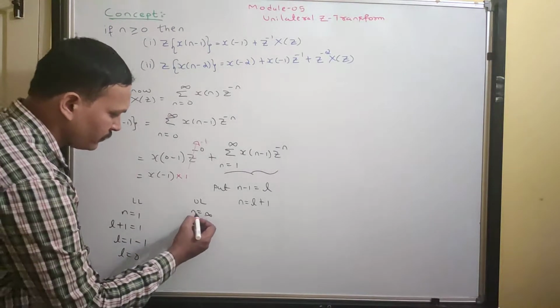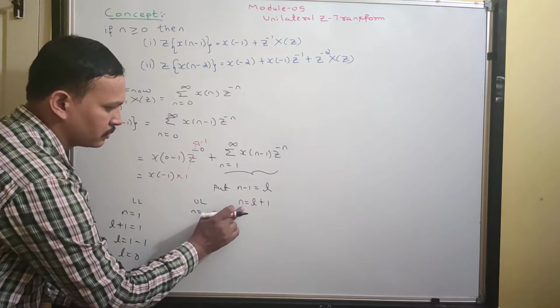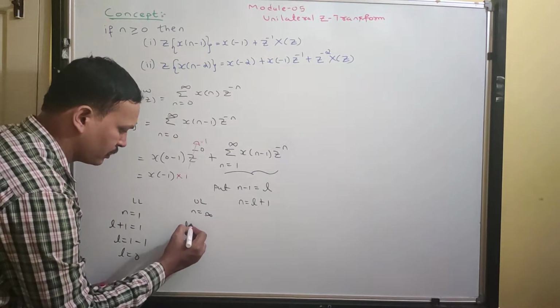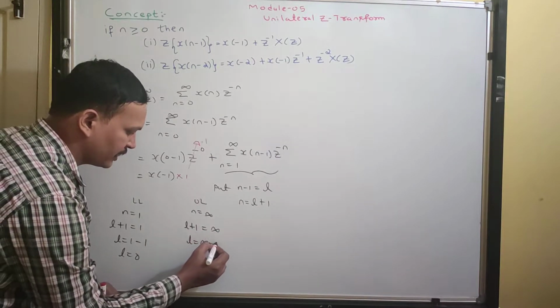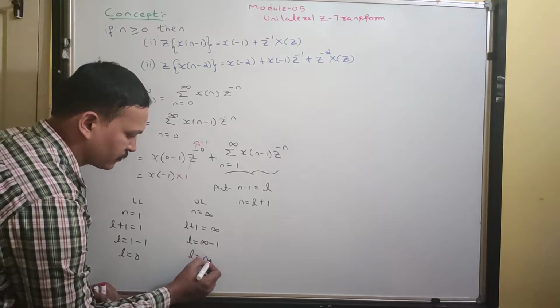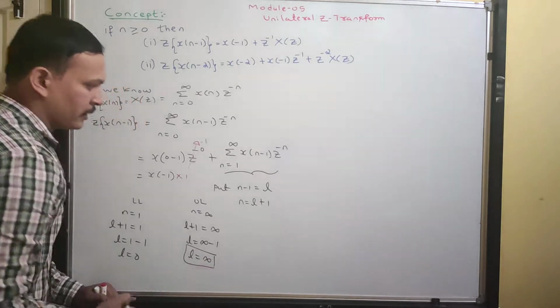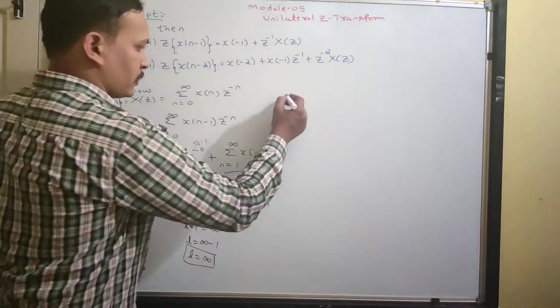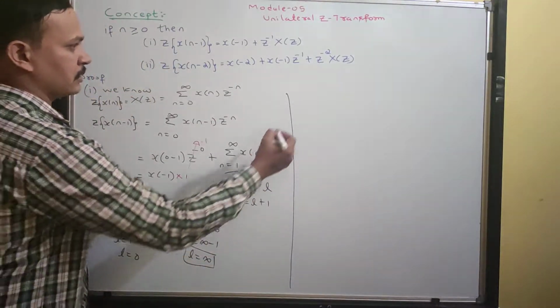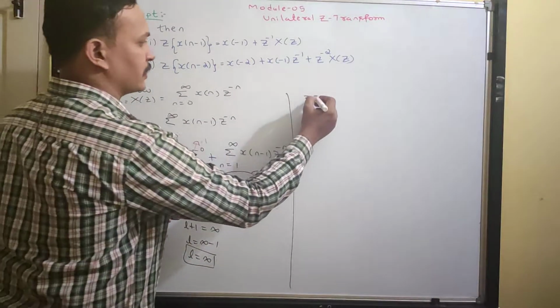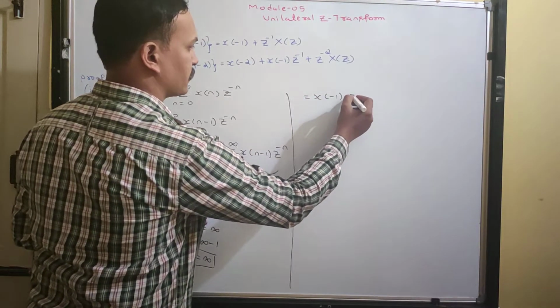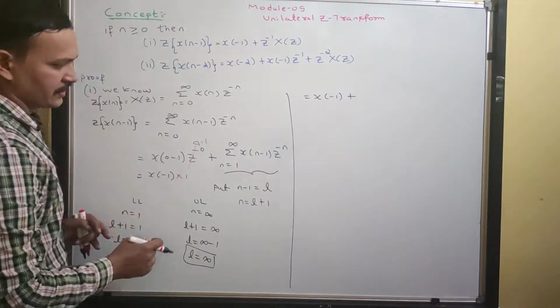Next, the upper limit. What is the n value? N is equal to L plus 1, so L plus 1 equals infinity. Now L is equal to infinity minus 1, and infinity minus 1 is infinity only. Now you will get the new limits. Further I am writing: x of minus 1 into 1 is x of minus 1, plus summation.